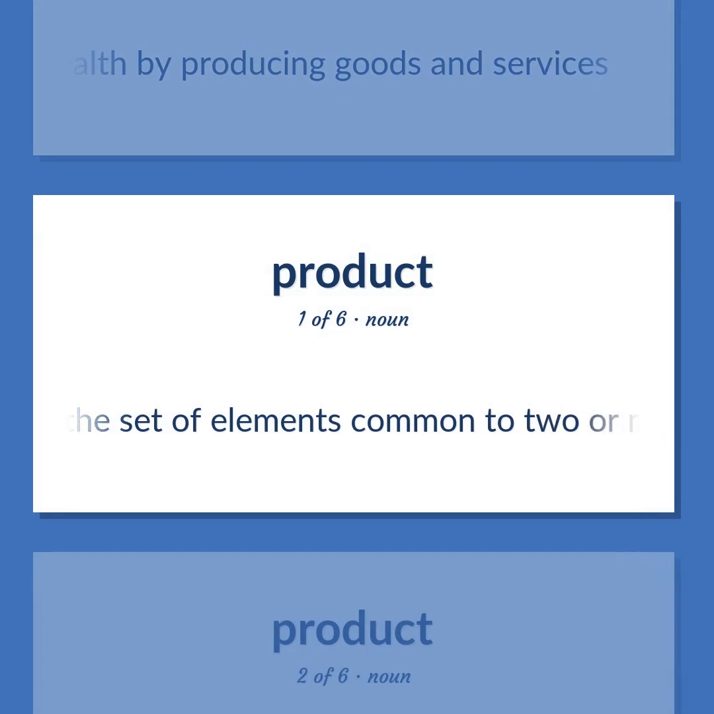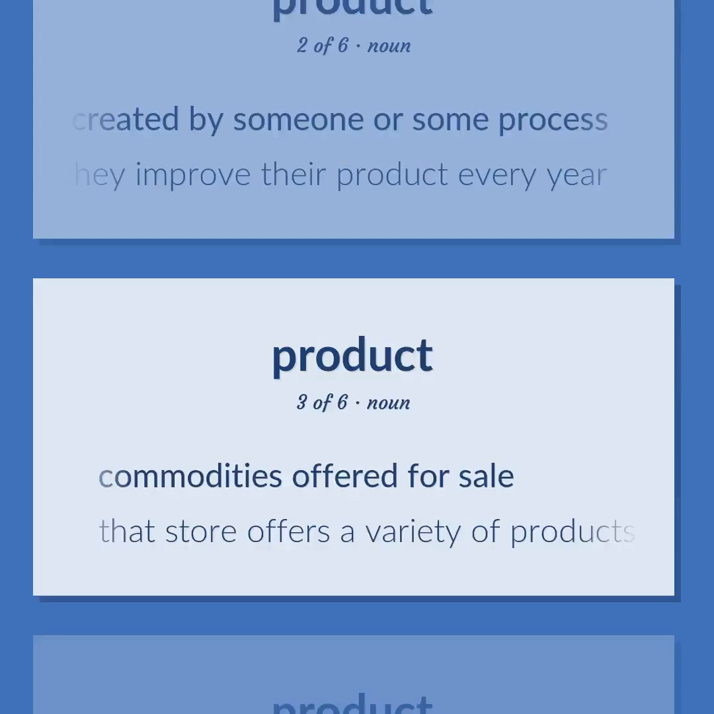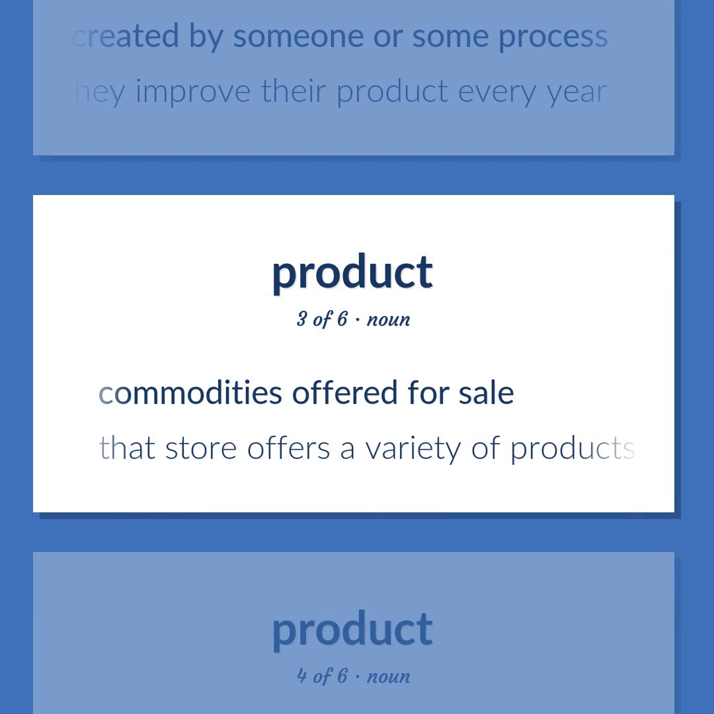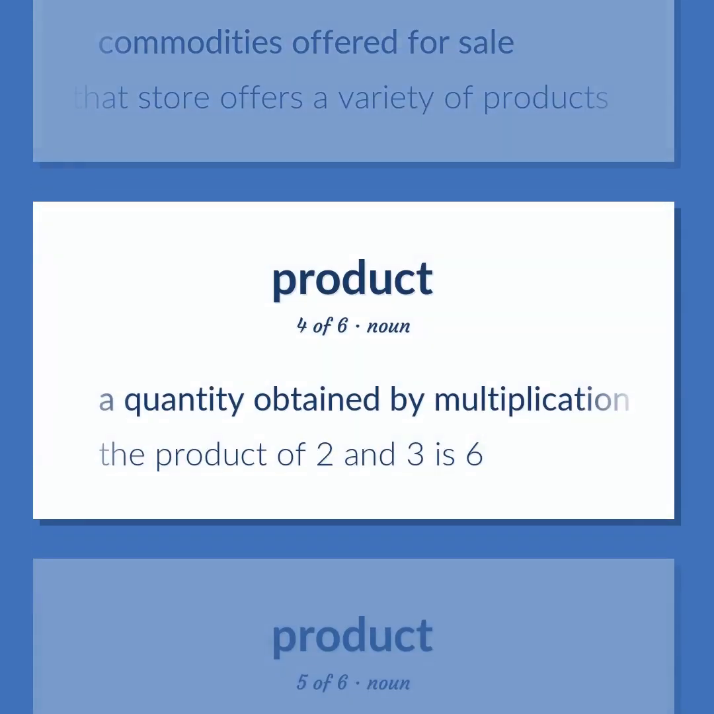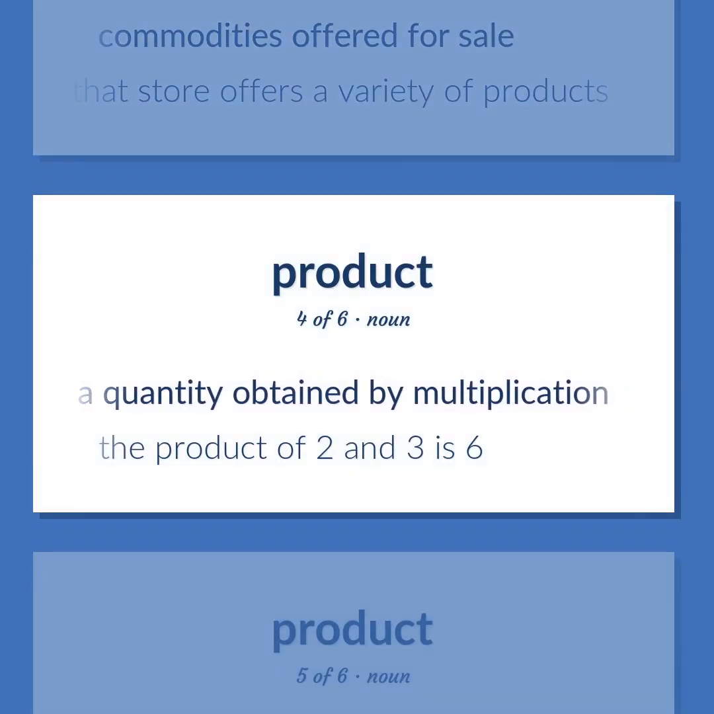The set of elements common to two or more sets. An artifact that has been created by someone or some process. They improve their product every year. Commodities offered for sale. That store offers a variety of products. A quantity obtained by multiplication. The product of 2 and 3 is 6.